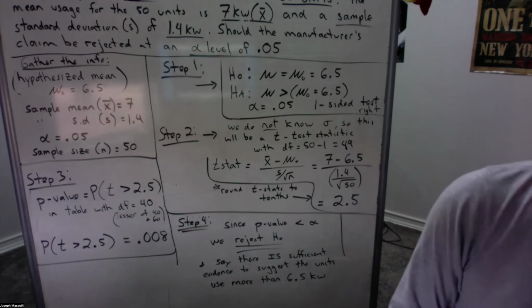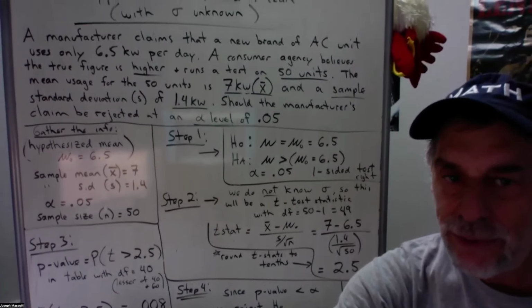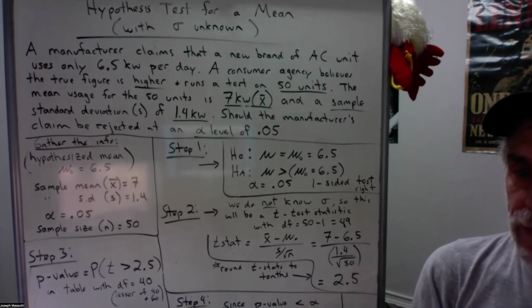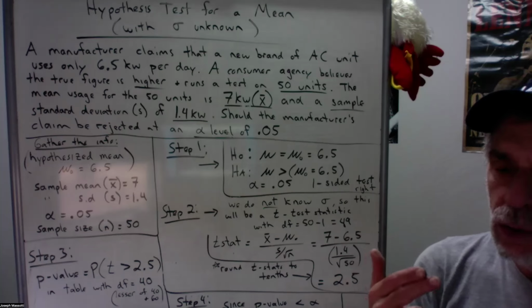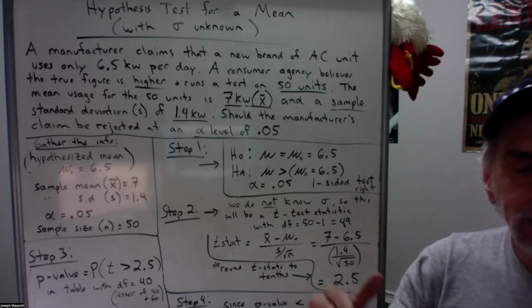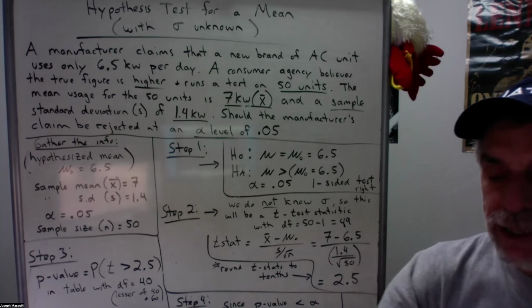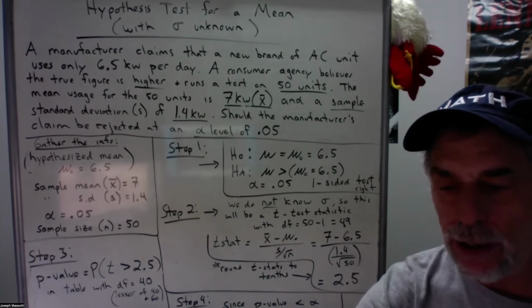All right? So I'll try to do several examples of different types of hypothesis tests. We've done one for means when sigma was known. This was sigma unknown. We'll do the greater than, the less than, the double-sided test just to show the difference there. And then we'll get into hypothesis tests for proportions. All right, good times.